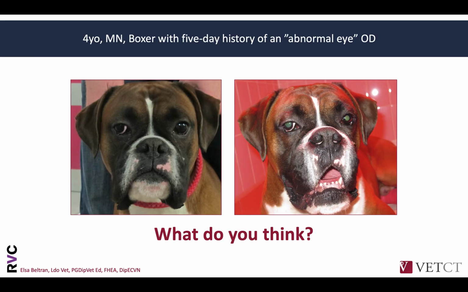We will have a 4-year-old male neutered boxer that presented with a 5-day history of what the owner reported as an abnormal right eye. What they saw was an abnormal position of the eyeball relative to the orbit, and also an abnormal pupil size, so they saw an anisocoria.